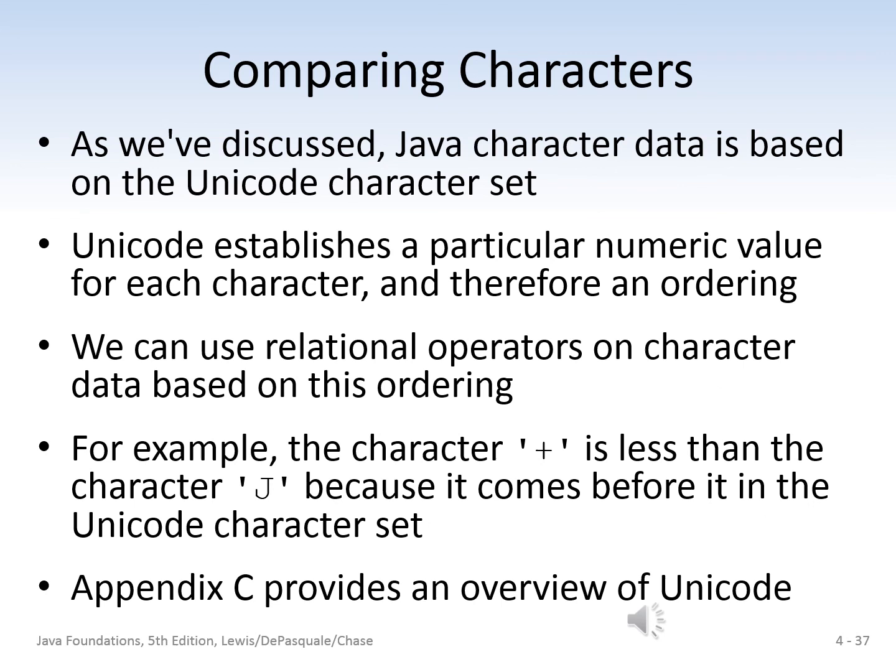As discussed earlier, Java character data is based on the Unicode character set, which establishes a particular numeric value for each character. So therefore, the characters do have a numerical order, and we can use relational operators on characters based on the Unicode ordering system. So the character plus is less than the character J because it comes before it in the Unicode character set. If you look in your book, Appendix C provides an overview of Unicode character set.